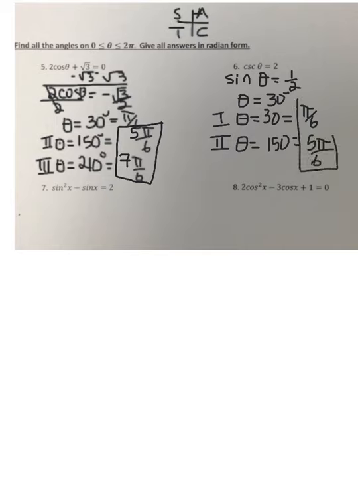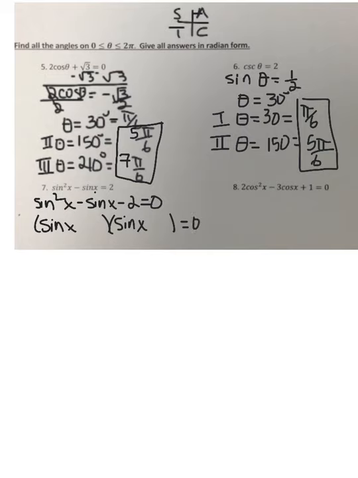All right, number 7. Well, we've got a quadratic now. So when I have a quadratic, I like to get everything on one side of the equal sign and set it equal to 0. And then I'm going to factor this. So I'm going to have sine x and sine x. And remember, I'm trying to figure out what multiplies to -2 and adds to -1. So that would be -2, and that would be +1. Okay, we do a little t-chart here.